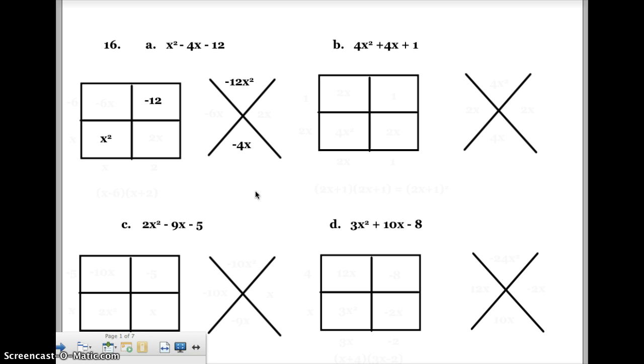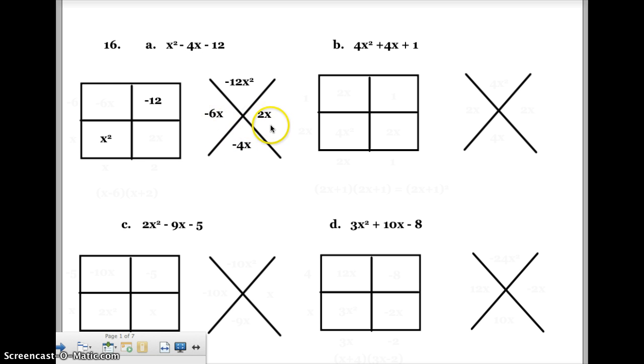Now what I have to do is figure out what two things I can multiply together to get negative 12x squared and add together to get negative 4x. Well, they both have to be an x term, and in order to get a product that's negative, one's got to be positive and one's got to be negative. And actually, when the sum is negative 4, the negative one's got to be 4 bigger than the positive one. So if I look at that, the two numbers have to be negative 6x and 2x. Because when I multiply those together, I get negative 12x squared. And when I add those together, I get negative 4x.